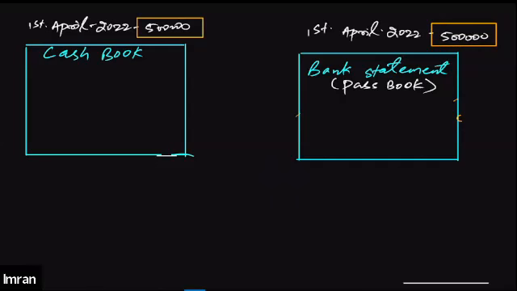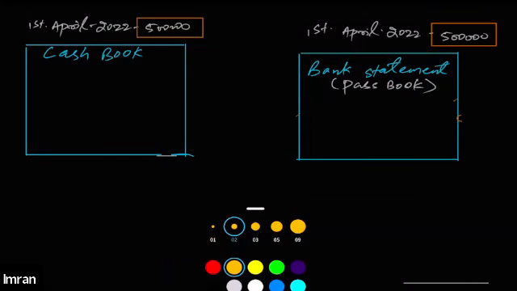In case of cash, we have a balance of 5 lakh, and in case of passbook, we had a balance of 5 lakh as well. But one of the checks received by the business, when deposited into the bank, is not yet cleared by the bank. So what does this mean?